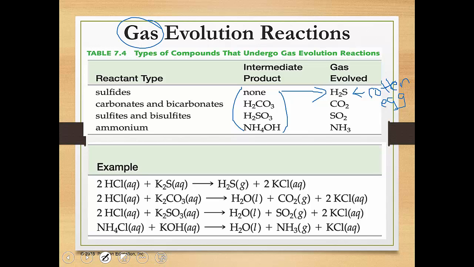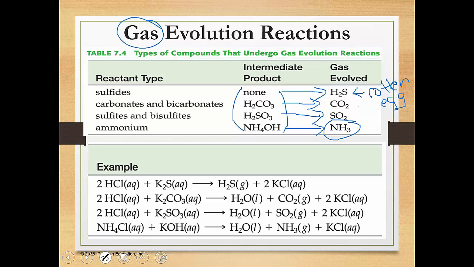Carbonates and bicarbonates tend to go through an intermediate. They tend to form dihydrogen carbonate. Okay, so carbonic acid, you may also think of it that way. But carbonic acid, H2CO3, breaks down into carbon dioxide gas and water. So the gas evolved is going to be CO2 for that one. Sulfites and bisulfites tend to go through the H2SO3 intermediate and evolve SO2 gas. And then ammonium tends to break down and form ammonia gas.